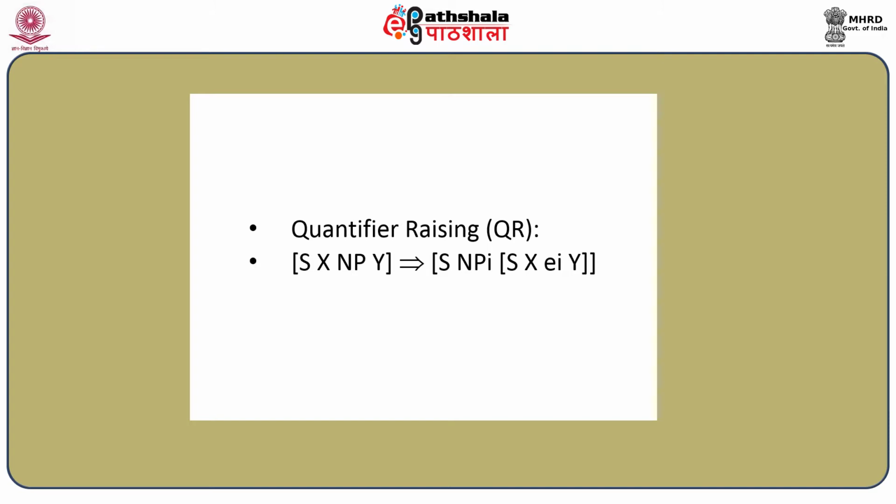Okay, so you have an S that dominates an NP co-indexed with an I, followed by X, E sub I, where E sub I is a gap, followed by Y. E sub I and NP I are co-indexed. So this allows you to give you structures of the following kinds.